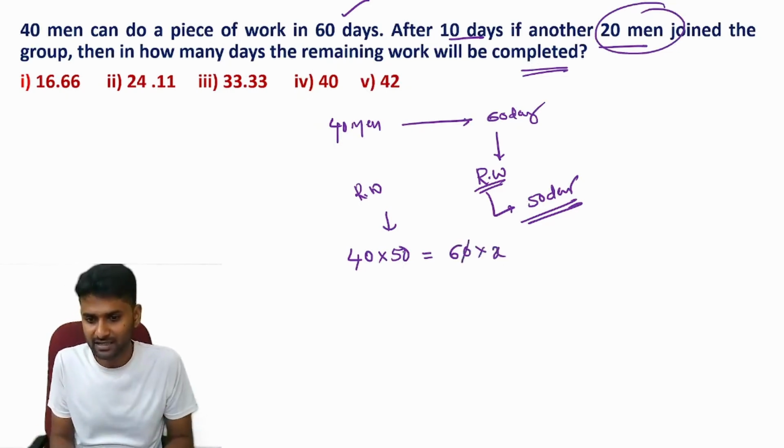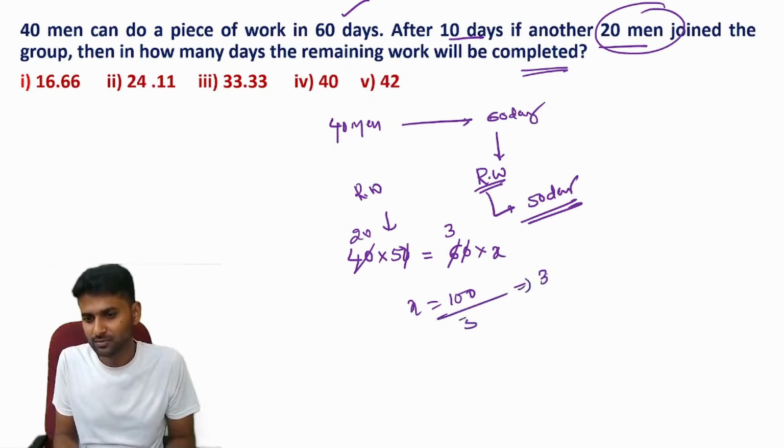Now see, go through the calculation. Do exactly 3 times, do exactly 20 times. Now x value becomes 100 by 3. So this is all about 33.33 days.